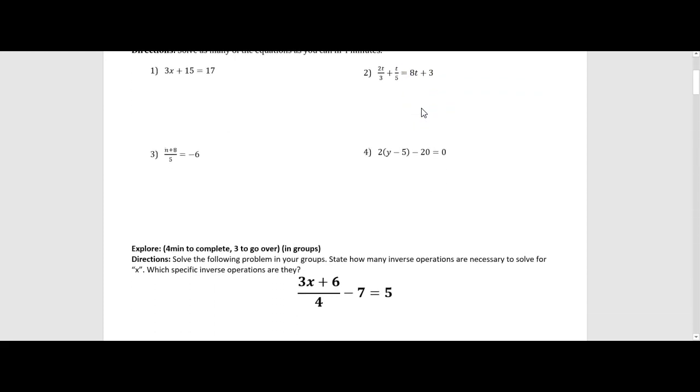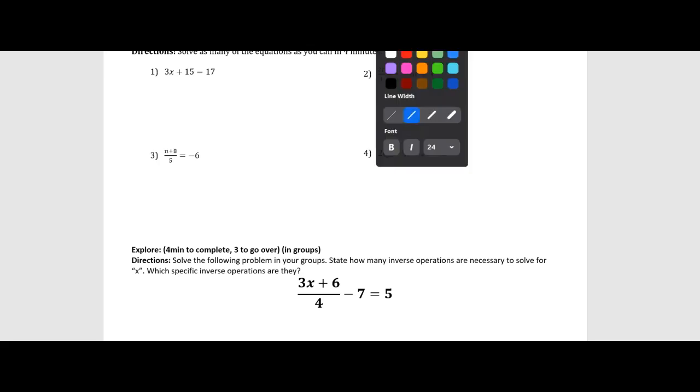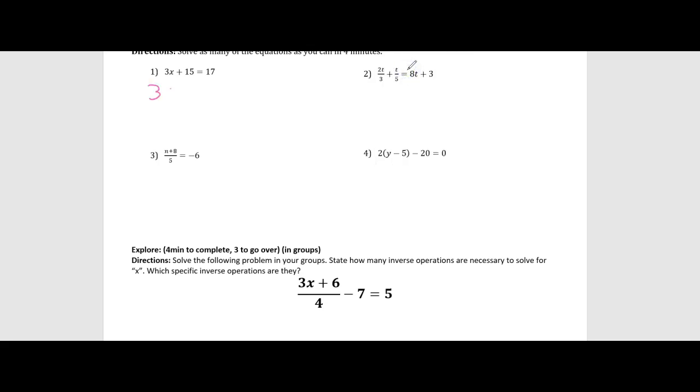Okay, so we're going to start off with equation number 1. I'm going to subtract 15 from both sides. So that's going to give me 3x is equal to 2. Divide both sides by 3, and I get x is equal to 2/3.